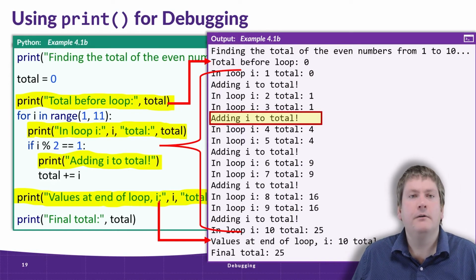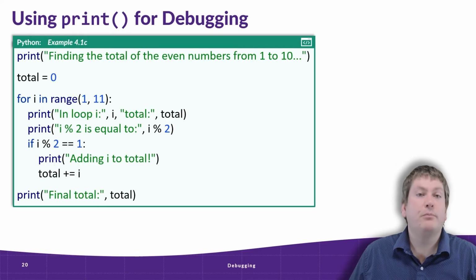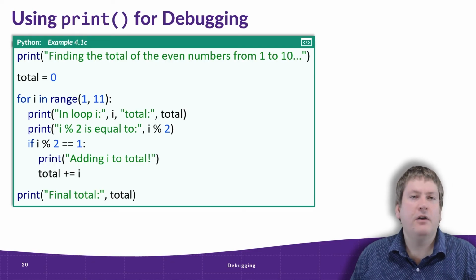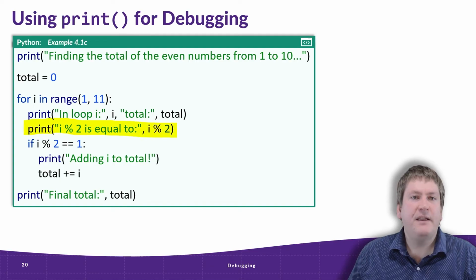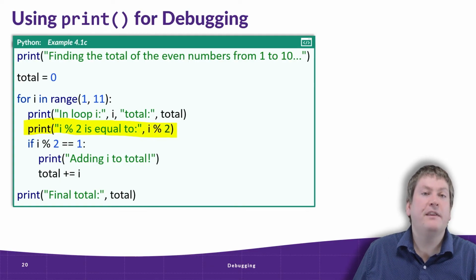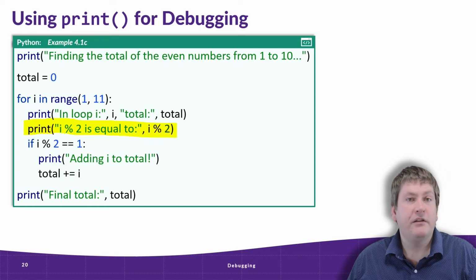It's getting that wrong. And if we were to look closely at this code, we might then, as our next step of debugging, add some more print statements, but target in more on where we think the issue is. In this case, we think that issue is with the condition for our if statement. So what I did here is I added a print statement that is going to basically print out the evaluation of that condition. It's going to print out what I mod 2 is.